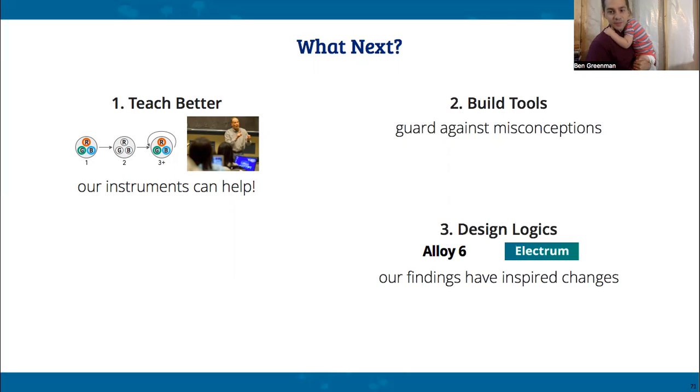And then path 3 is to use these results in the design of new temporal logics. I want to point out Alloy 6, which has incorporated the Electrum syntax for LTL. Our findings so far have inspired 2 changes to Alloy 6 and Electrum based on these vernacular issues that we found. So 3 paths to explore going forward: teach better, build tools, design logics, and of course we can use more user studies to find more misconceptions.